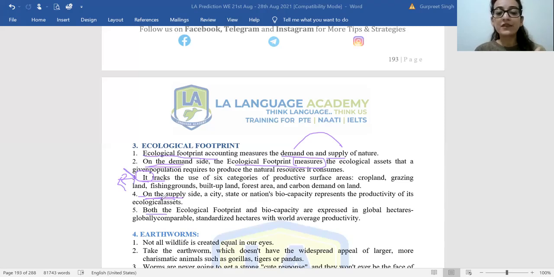For example, if you read this sentence on the supply side, a city, state or nation's biocapacity represents the productivity. Here, there is nothing that we can use as it, because here it says represents, measures and tracks. Measures and tracks are more suited to say doing some work rather than just representing something. So when we measure, we perform. When we track, we perform. When we represent, it's not related to performing something. So that is something you can apply logics with and put your answers.